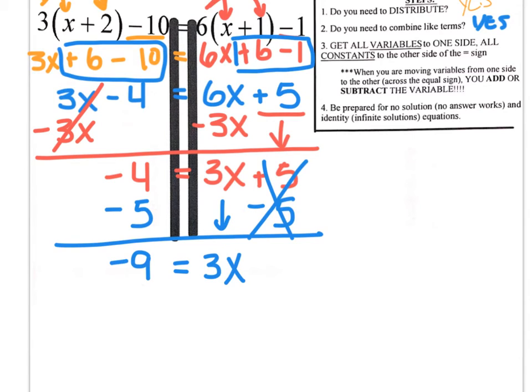Now, our last step is to get the variable all by itself. In order to do that, we must divide. Our 3's cancel out. Negative 9 divided by 3 is a negative 3.